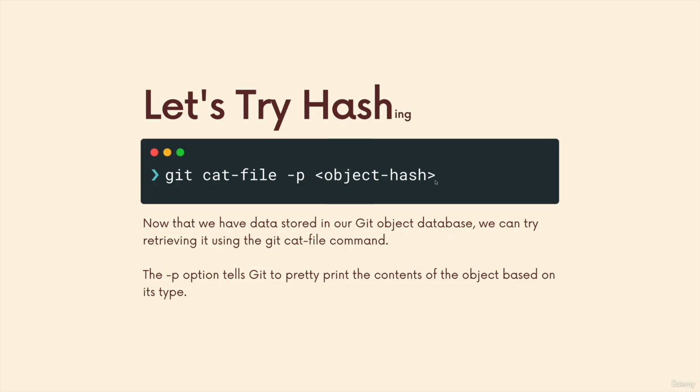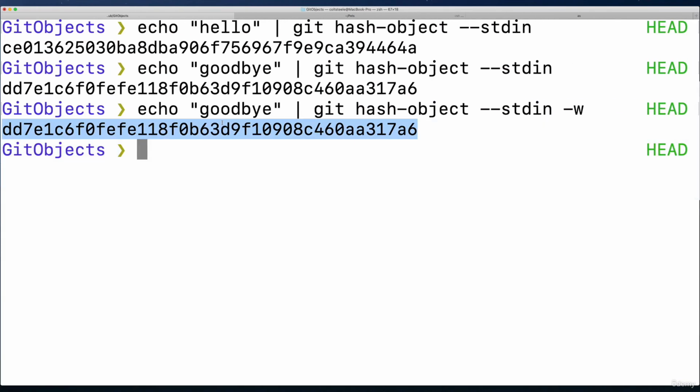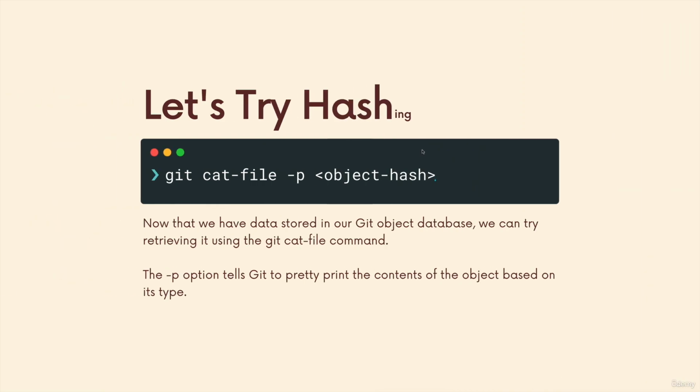So that could be a commit hash, or it could be one of these hashes. This is not from a commit. It's from something called a blob. We'll go into more detail. But any of these hashes we get in Git, they all are tied to a Git object, one of 4 types. And we can read them out using git cat-file.